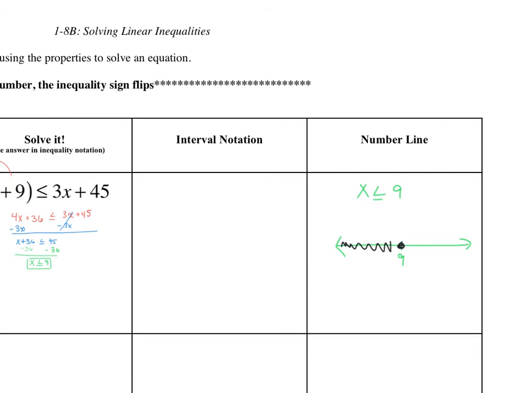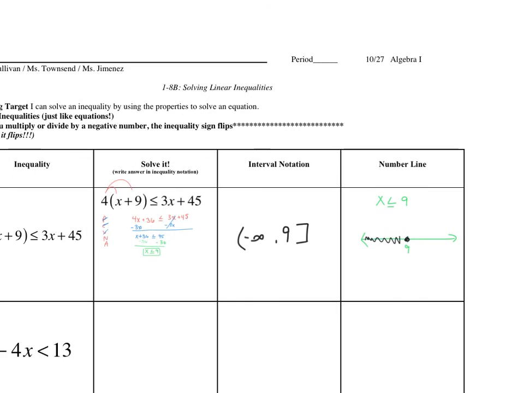In interval notation, let's look at our number line. We're ending at 9, so we're going to start at something and end at 9. It's a closed circle, so I'm going to put a bracket around my 9. And I'm going all the way to the left of 9, so I'm hitting negative infinity. And that would be the interval notation.